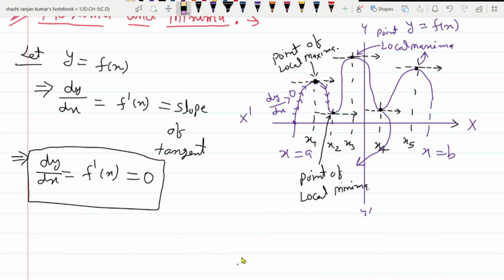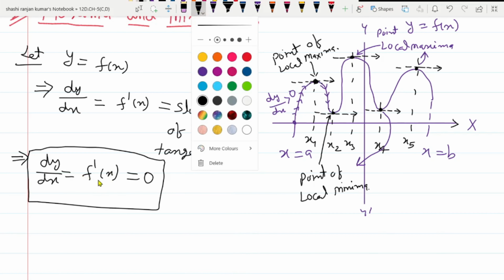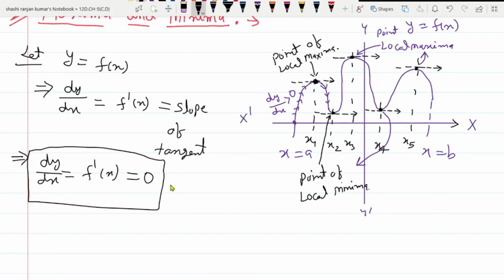Means when we are finding dy by dx equal to 0, we can say this is the critical point. These are the critical points where the graph may be maxima or minima. So that we have to check now, which is the maximum and which is the minimum. So here we can solve. After solving this equation, we get the value of x.